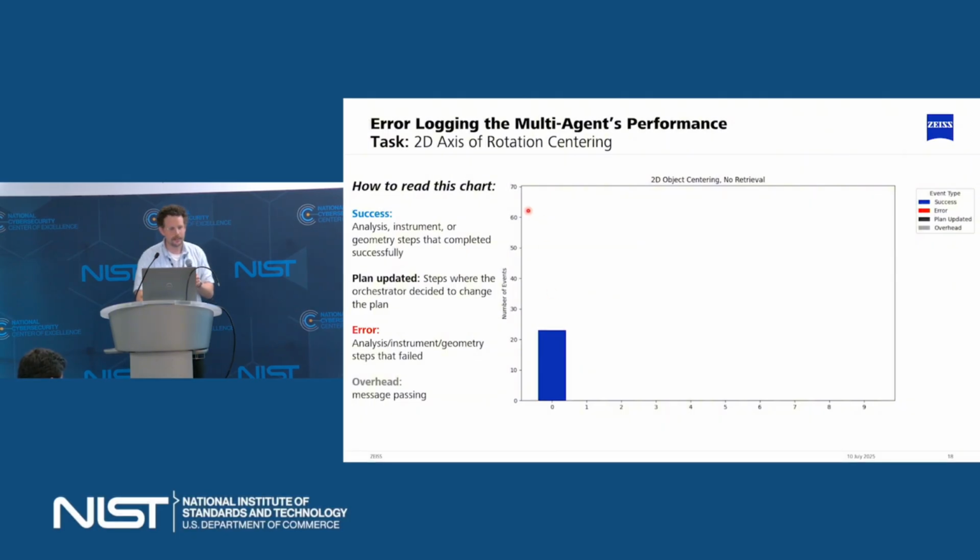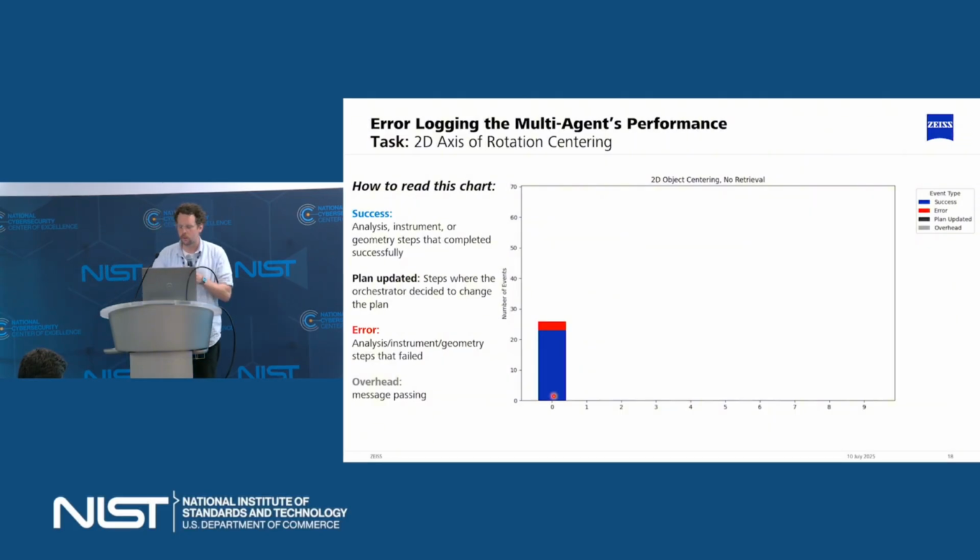So the y-axis here is telling you how many LLM calls or how many messages I had to send throughout the entire workflow that executed correctly. How many Python scripts did the agents write that did not execute correctly? This is okay. We can actually handle these errors pretty gracefully.